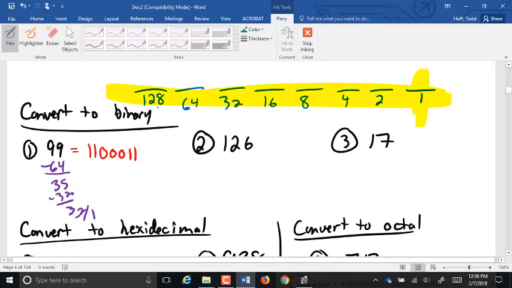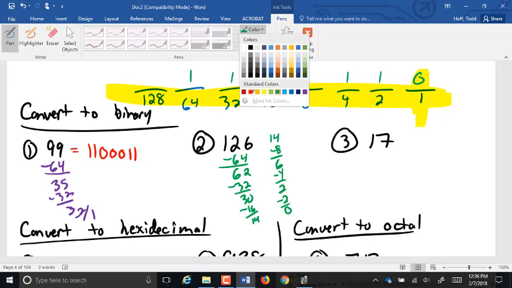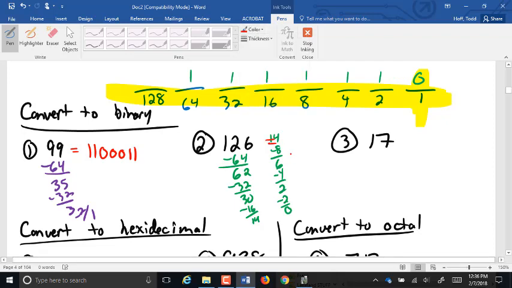126. Can't get a 128, but we can get a 64. That leaves us with 62. Put a 1 there. Can we get a 32? Yes. 30 left, we put a 1 there. Can we get a 16? Yes, put a 1 there. Subtract 16, we're at 14. Can we get an 8? Yes, subtract 8, we're at 6. Can we get a 4? Yes, subtract 4, we're at 2. Can we get a 2? Subtract 2, we're at 0. We cannot get a 1. So 126 is 1111110.